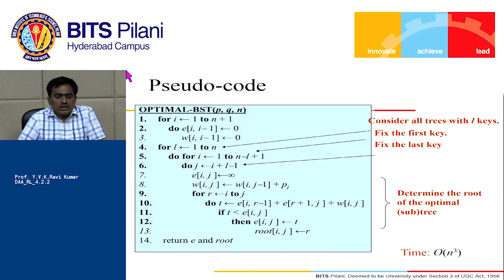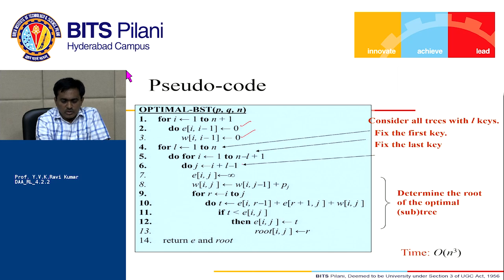Then what is its corresponding pseudocode here? First we have to initialize e as well as w. So that is, first initialize i with 1 to n plus 1 and initialize e as well as w, where it is from i to i minus 1, with zeros. Now we have to consider all trees with all the keys, that is for l equal to 1 to n, we have to try for all possible trees, therefore that's why l is from 1 to n.